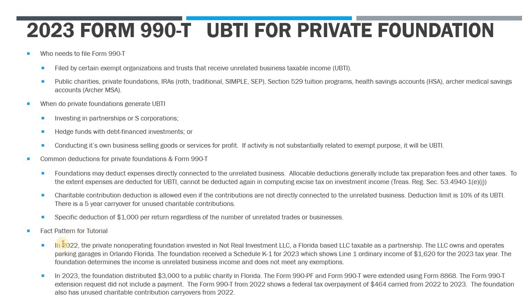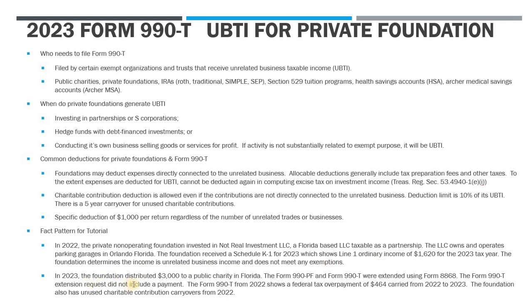So the 2022 return from last year, the private foundation here invested in Not Real Investment LLC. And let's say this is a Florida-based LLC, taxable as a partnership, which owns and operates parking garages in Florida. So the entity is engaged in the trade or business of operating a parking garage, right? Now the foundation gets a Schedule K-1 for this year, shows line 1, ordinary income, $1,620, and it correctly determines that this is going to be unrelated business income, right? This is not related to the charity's exempt purpose.